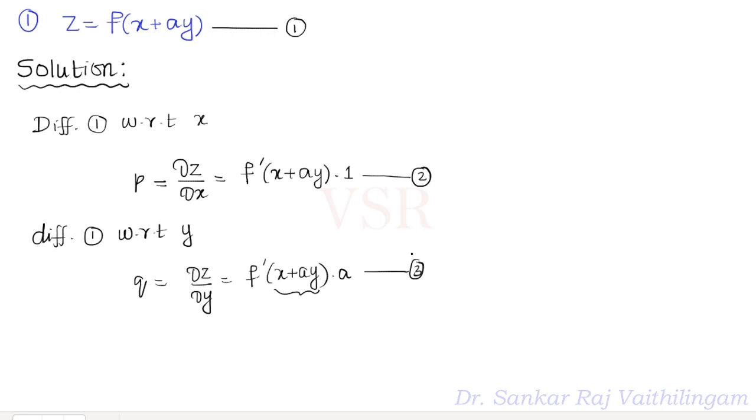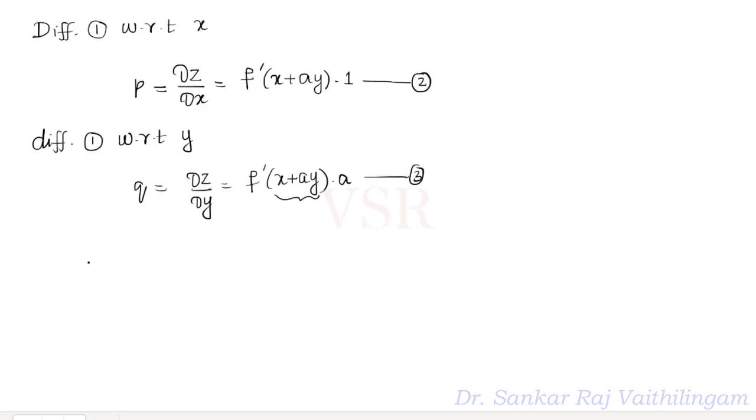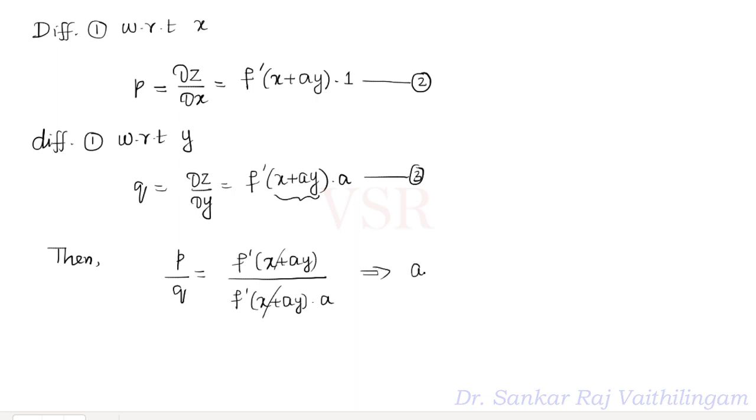So from 2 and 3 we can have p by q, which is equal to f dash of x plus ay on top, divided by f dash of x plus ay into a. Now these two cancel, so a times p is equal to q. And note that this is the constant a.